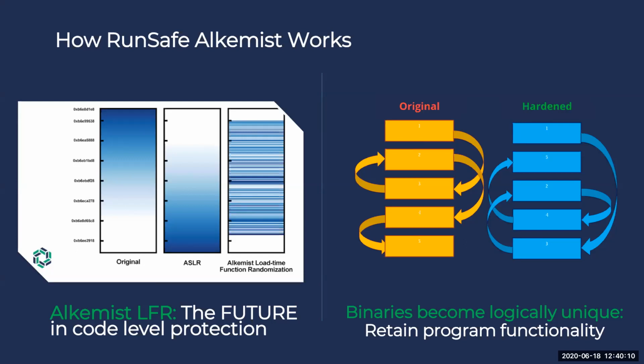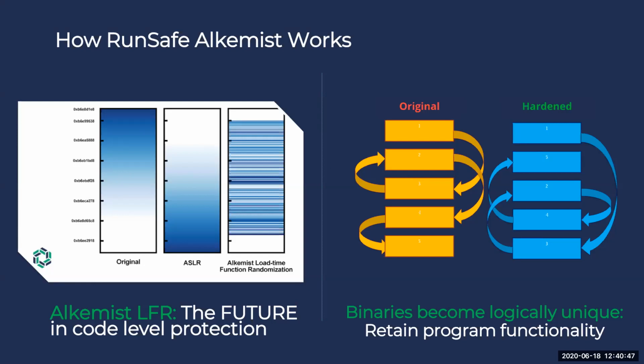ASLR shifts the entire program as one unit around memory, meaning that any information leak can give an attacker enough capability to find the targets. Alkemist is complementary to ASLR, but also necessary to provide complete code-level protection. While ASLR shuffles the program itself, we shuffle the internals of the program, giving that finer-grained randomization that prevents an attacker from being able to utilize that researched base address and target offset. In doing so, transformed binaries become logically unique, maintaining original program performance and functionality.